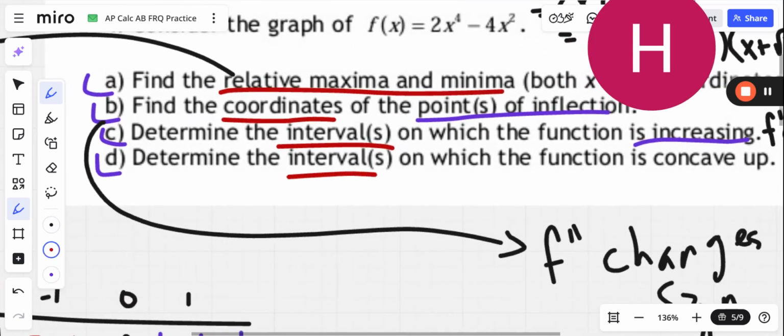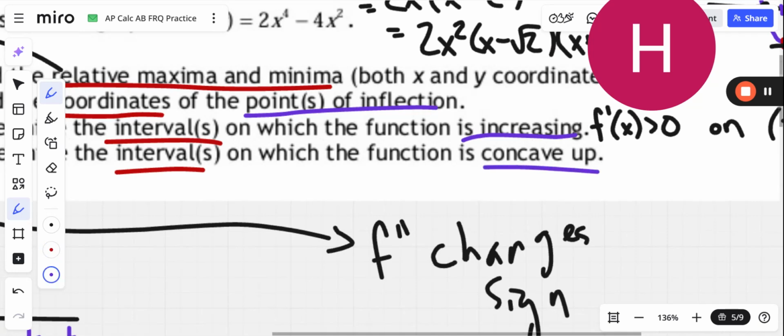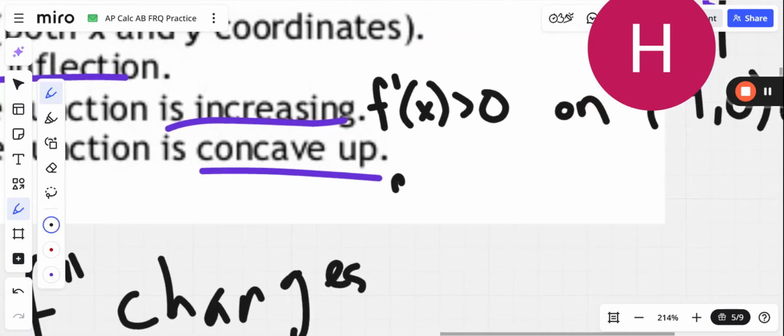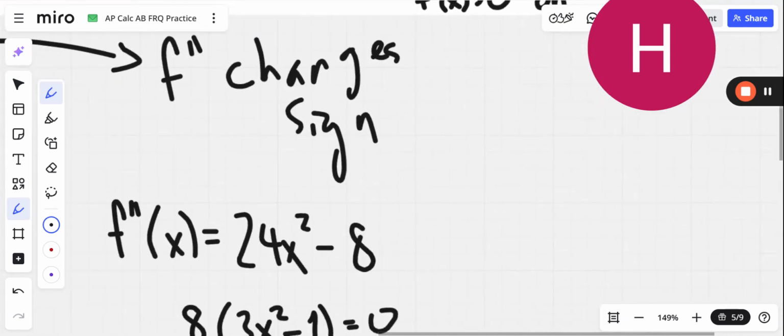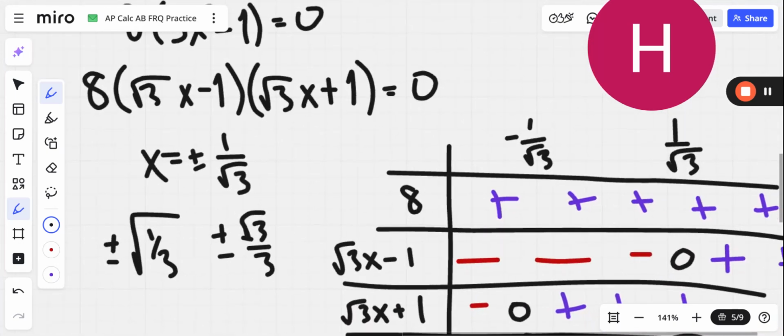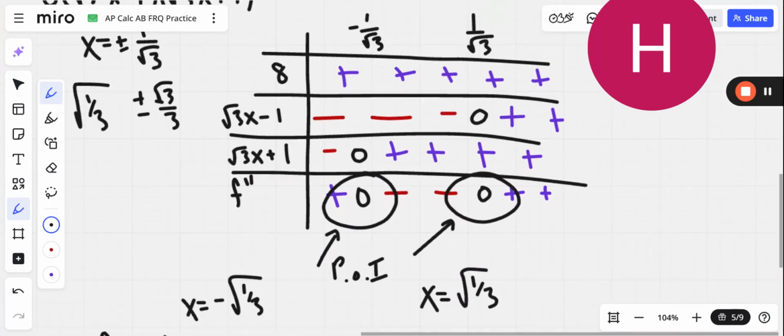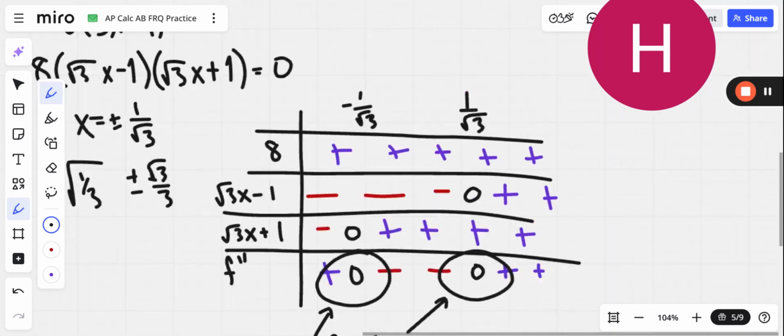Determine the intervals on which the function is concave up. Now that's going to require us to say the second derivative is positive. That's what concave up means. And this is going to happen whenever the second derivative is positive, which we see is up until negative square root of 1/3, and then after positive square root of 1/3. So it starts off kind of happy face shaped, then it goes sad face shaped in the middle, then it goes happy face shaped again.